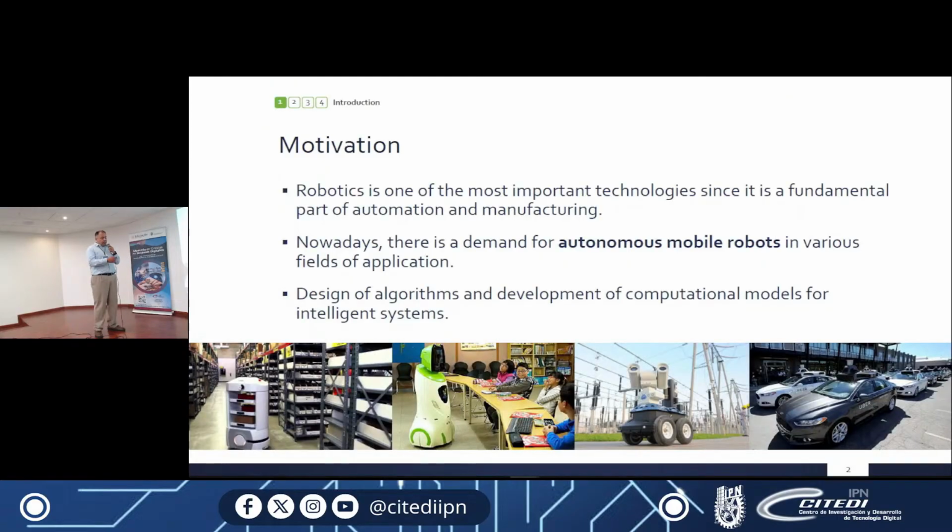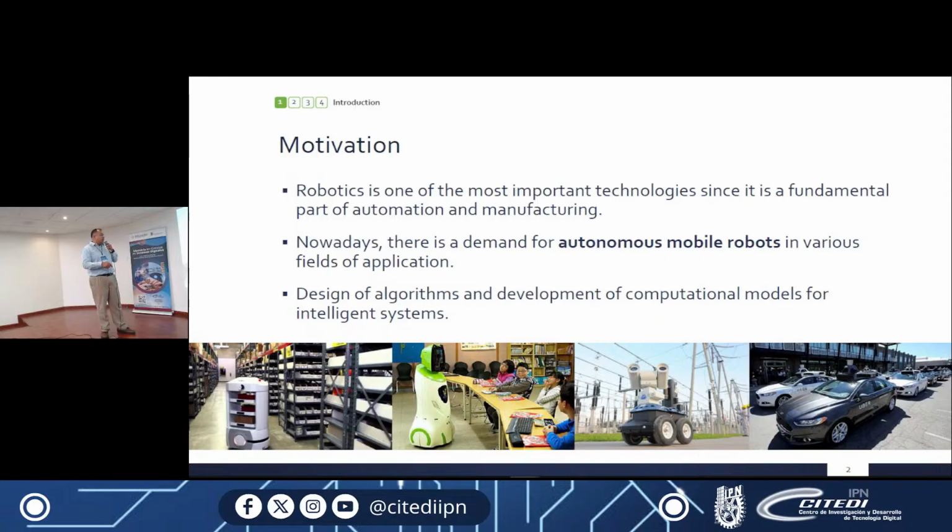Well, the motivation for this work: robotics is one of the most important technologies. It is a fundamental part of automation and manufacturing. Nowadays, we cannot conceive the manufacturing industry without this part.